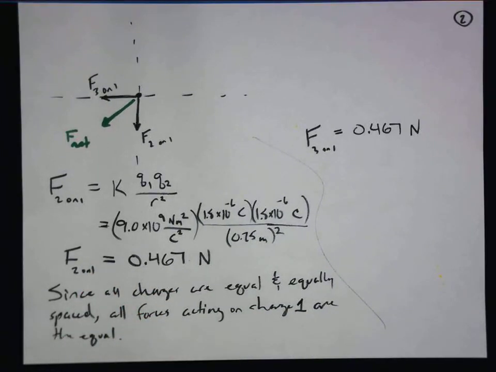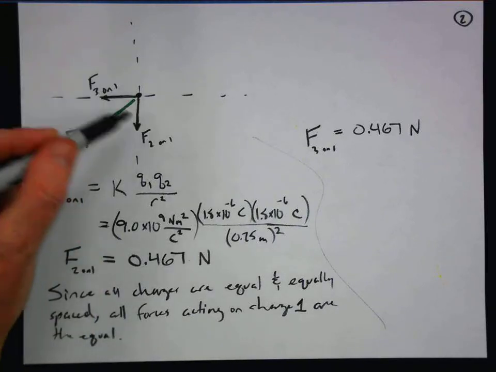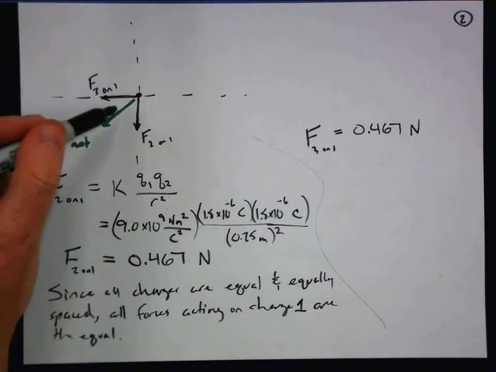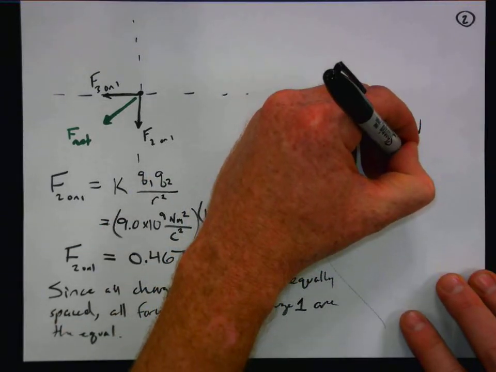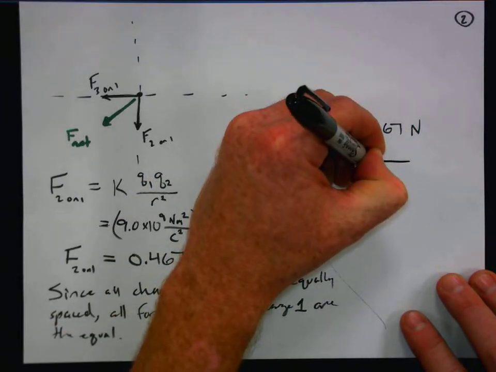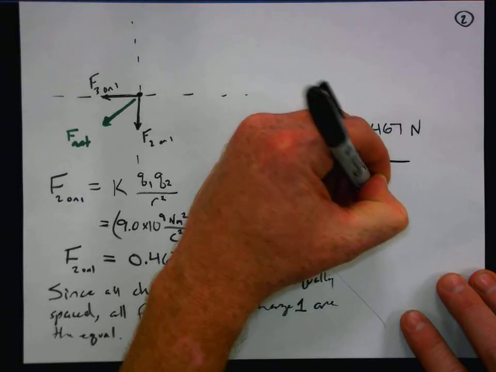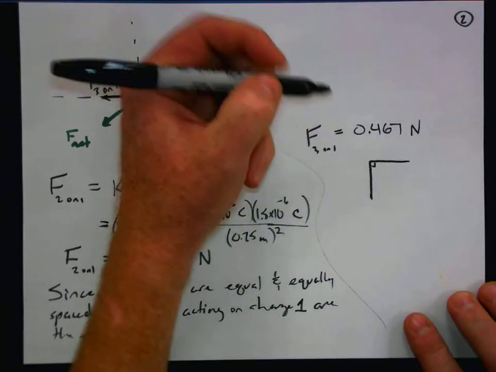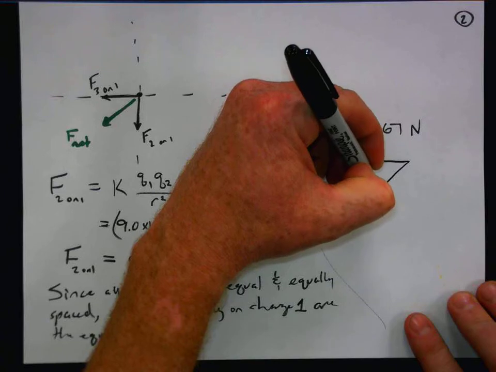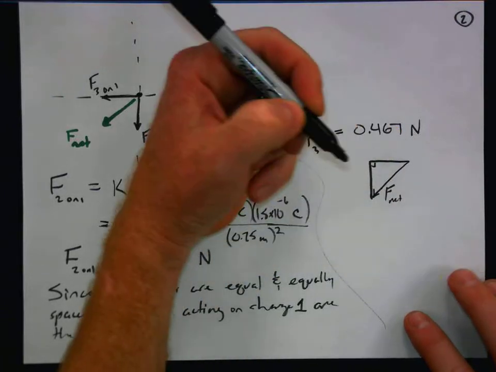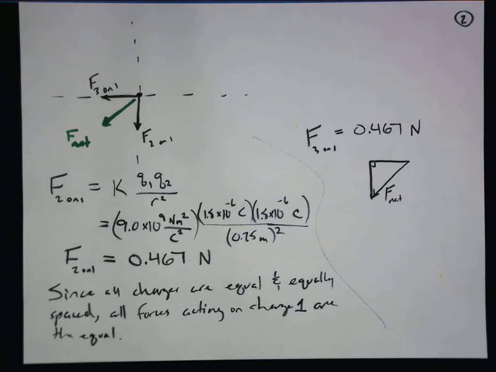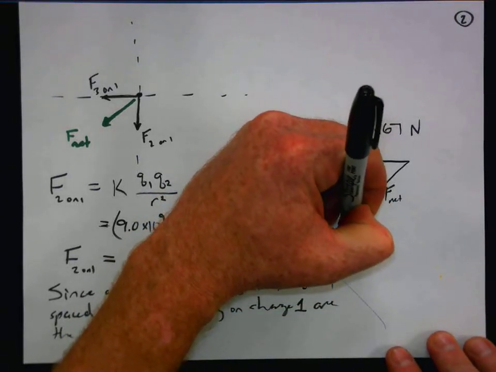Now, the next step, I have the two components of the force. I need to find that net force. So that's not so bad. I can represent this with a quick triangle. Since I know those are equal, I draw two equal sides of a right triangle. And so there's my net force that I want. And how do I find that? That's just Pythagorean theorem.